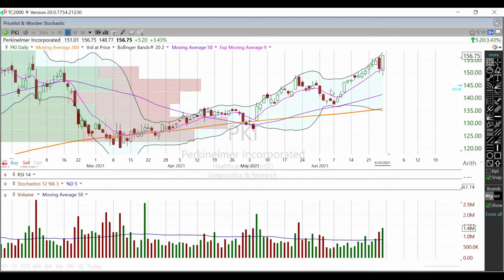Now, what's that time period? Well, it's going to be the daily chart here. You can see up here, we are in the daily chart. And that means each one of these candles right here represents one day. And that means that each one of these volume bars down here represents one day of the shares traded. So you can see on Friday, right around 1.4 million shares of PKI traded.